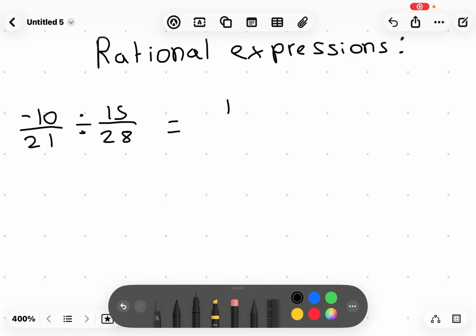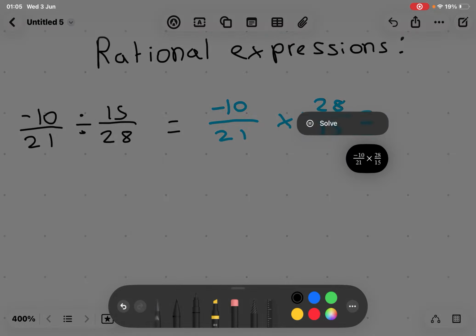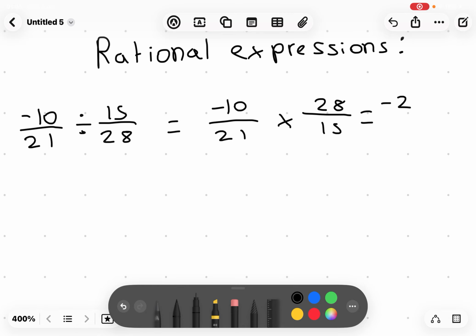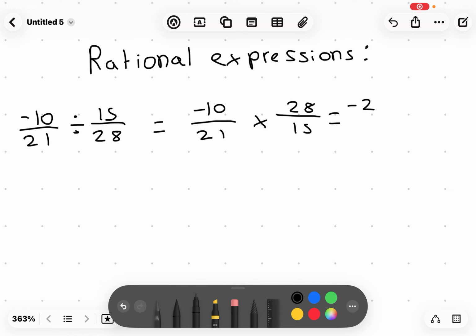So, minus 10, 21 times 28, 15. Now we're able to simplify, basically. So, minus 2, let's see how many 5s, yeah. And then times 3.